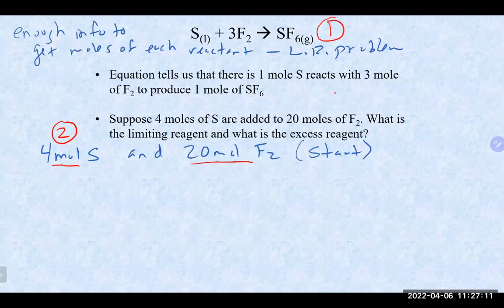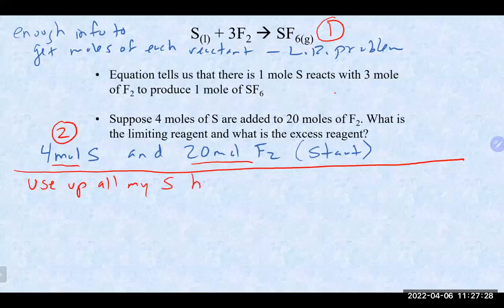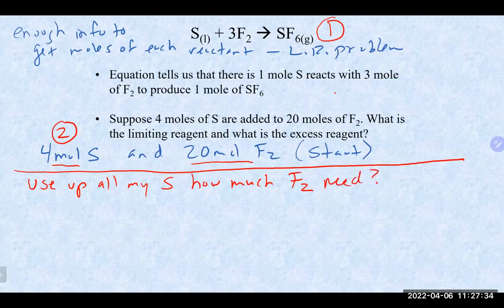Again, we have the starting amounts of both reactants, so that definitely tells us we have a limiting reagent situation happening. We're going to do a basic calculation, and you could choose either reactant to do this calculation. I'm going to choose sulfur. What I'm going to try to figure out is, if I want to use up all my sulfur, how much fluorine would I need? This is the sort of limiting reagent calculation that we're going to do here.